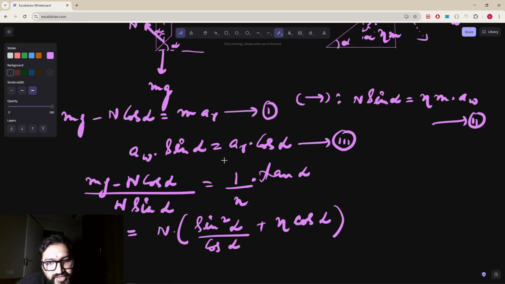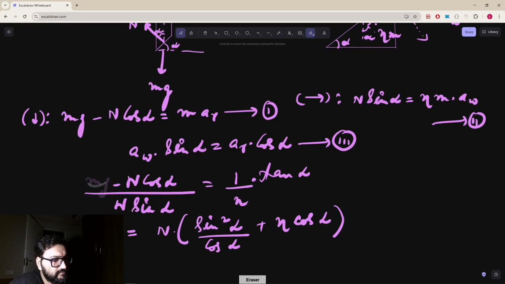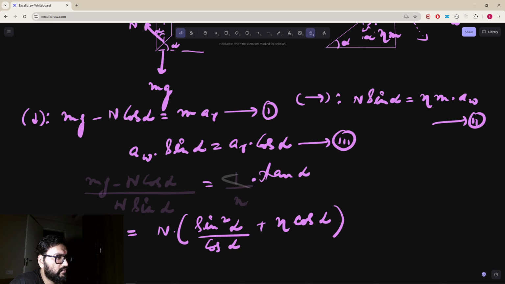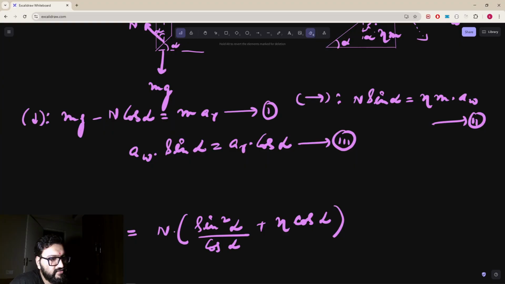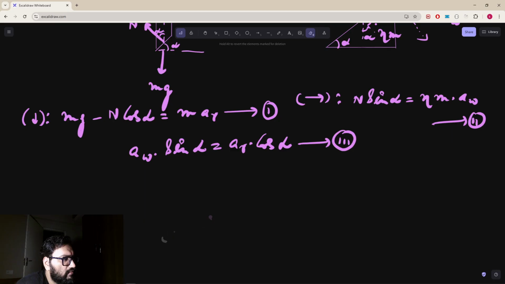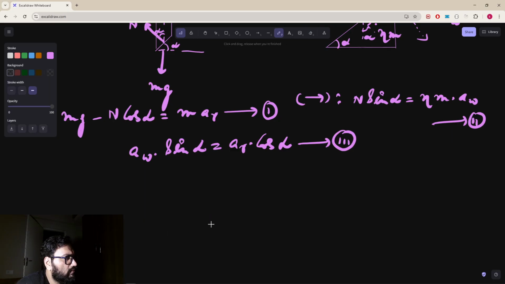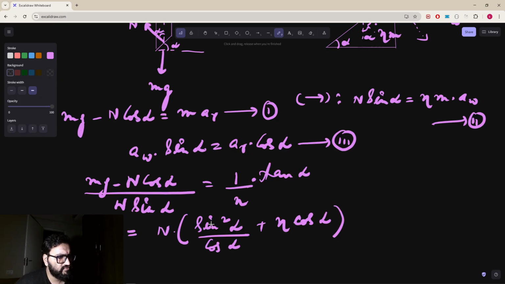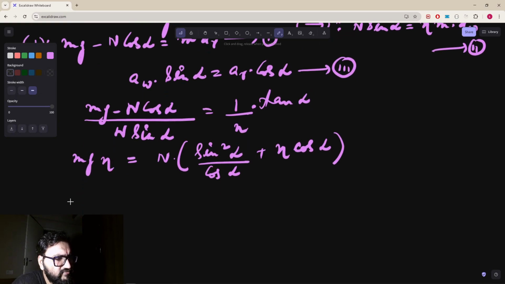I think I have a better way. So I wouldn't divide the 2 equations. I'm going to do this. Why find out the value of N if I can directly substitute that in terms of AW? Or maybe I think that's fine, whatever I was doing was fine. So from here I'll get a value of N, right?